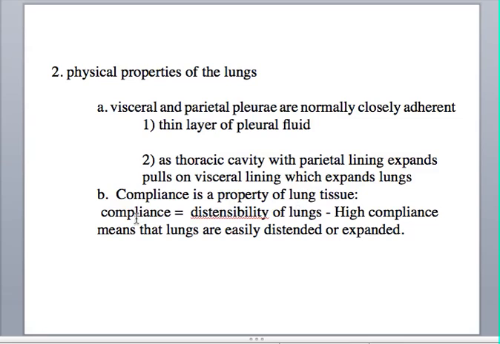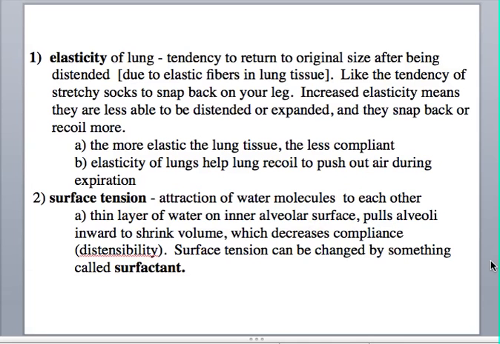Another physical property of the lungs we need to talk about is compliance, and it is defined as the distensibility or expandability of your lungs. Lungs that have high compliance are easily distended or expanded. Now, compliance depends upon a couple of different factors.